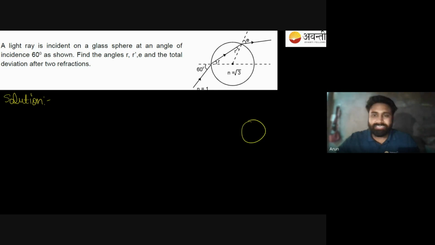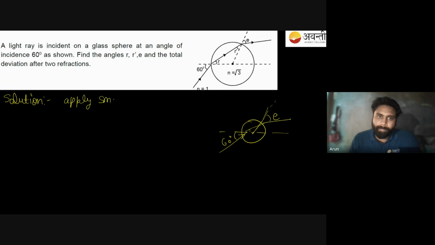Has anyone got the answer? No. Okay, this is the sphere we have. This is the incident ray making an angle 60 degree. Going through this is, again, the normal to the sphere and it is E. Now we are going to apply Snell's law.